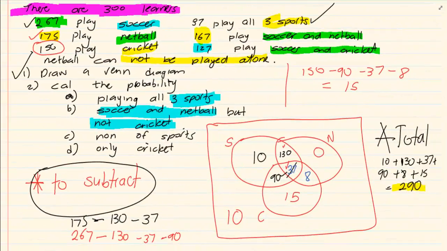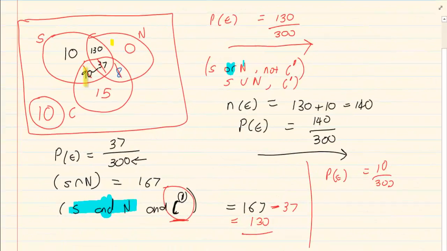Then it is saying playing only cricket. Now only is a very important word because you see when I'm taking cricket, the entire circle of cricket I'm shading in. But when I say only, then it means any overlap must be eliminated, which means the 90 is out, the 37 is out, the 8 is out. So the only thing that's left is 15. So we have 15 over 300. Read your questions. Be careful because and or are very, very common mistakes.